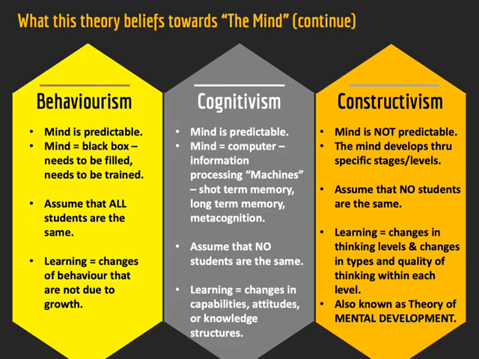Constructivism believes that the mind develops through specific stages or levels due to growth. Constructivism also assumes that no students are the same, and that learning happens when there are changes in thinking levels and changes in types and quality of thinking within each level. Another term that is popularly used to represent constructivism is actually theory of mental development.